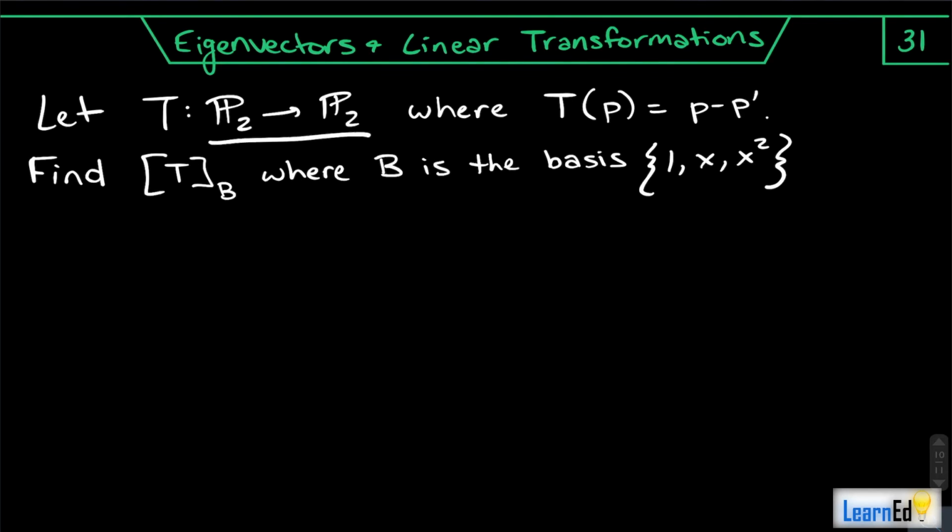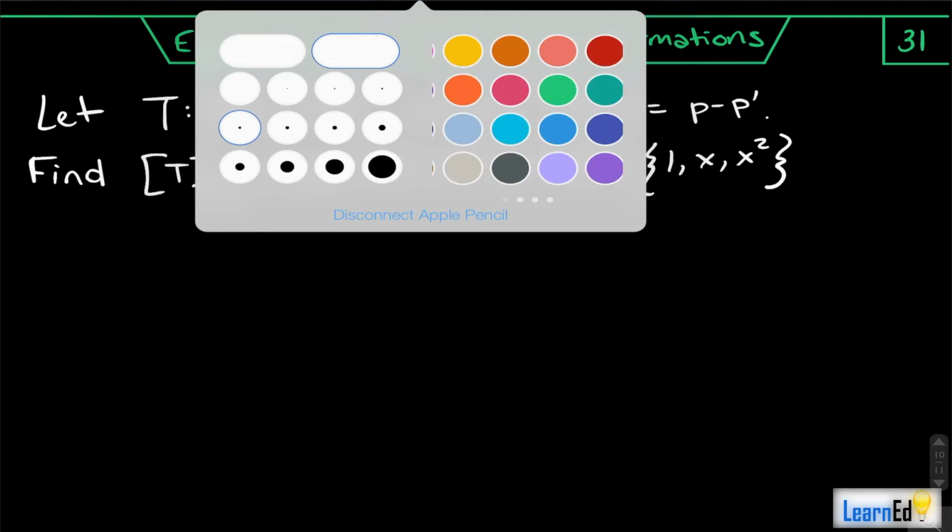So we have a transformation from P2 to P2. The transformation takes some polynomial p, and it becomes that polynomial subtracted by its derivative. They like to throw in derivatives a lot with these problems, so I definitely wanted to make sure I included that. And we want to find that transformation relative to another basis, B. Right now it's relative to the standard basis. So now we're going to put it relative to the basis B: 1, x, x squared. So now this is like a 3-step process.